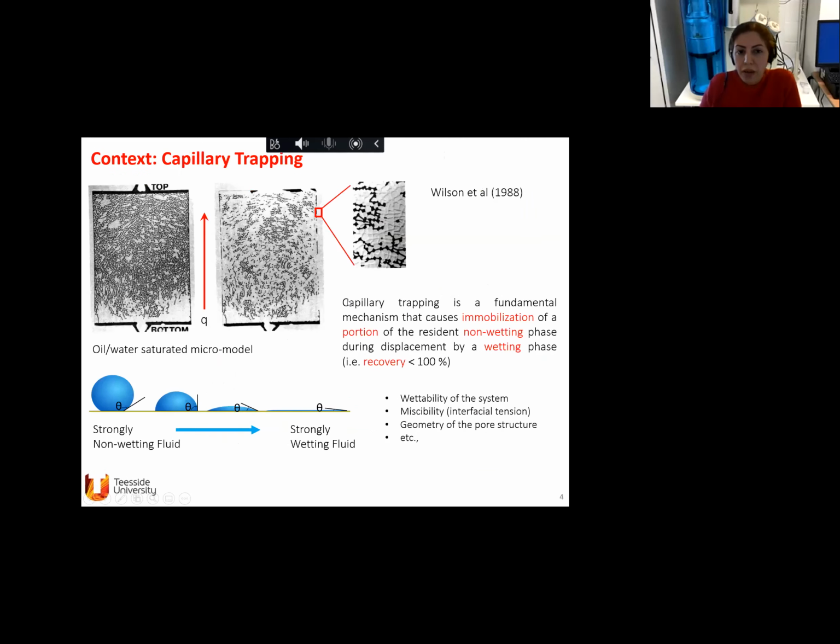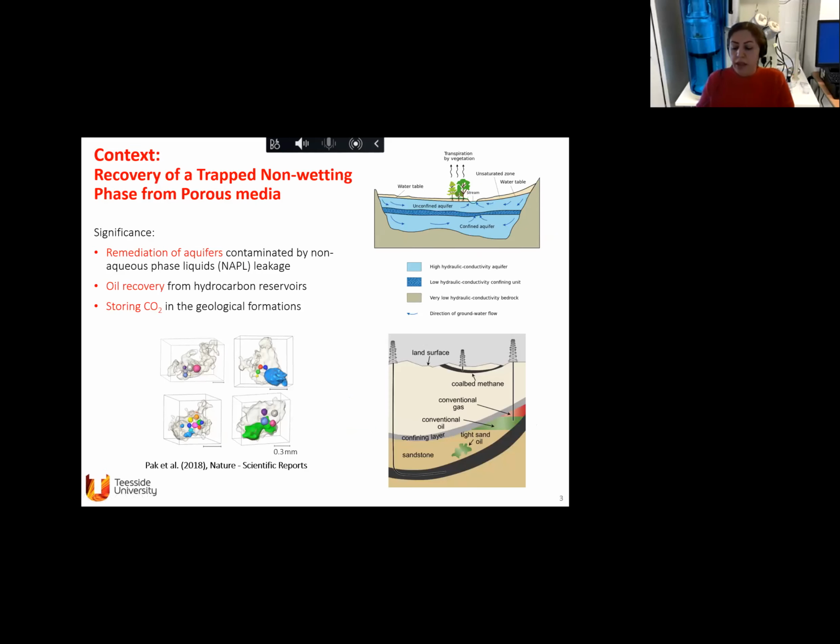The first thing that I wanted to do is set the scene in terms of explaining the context. A lot of what I study has application, first of all, in producing hydrocarbons from subsurface hydrocarbon reservoirs, and also in other technologies such as carbon capture and storage.